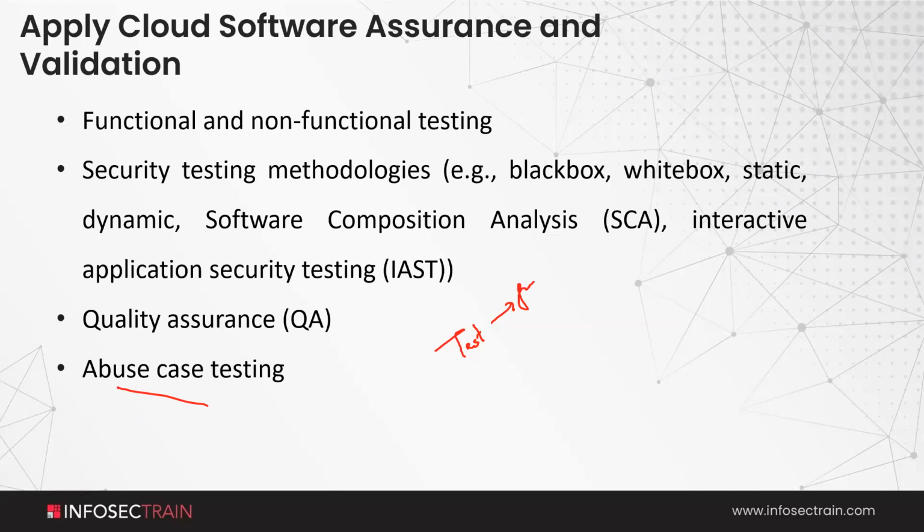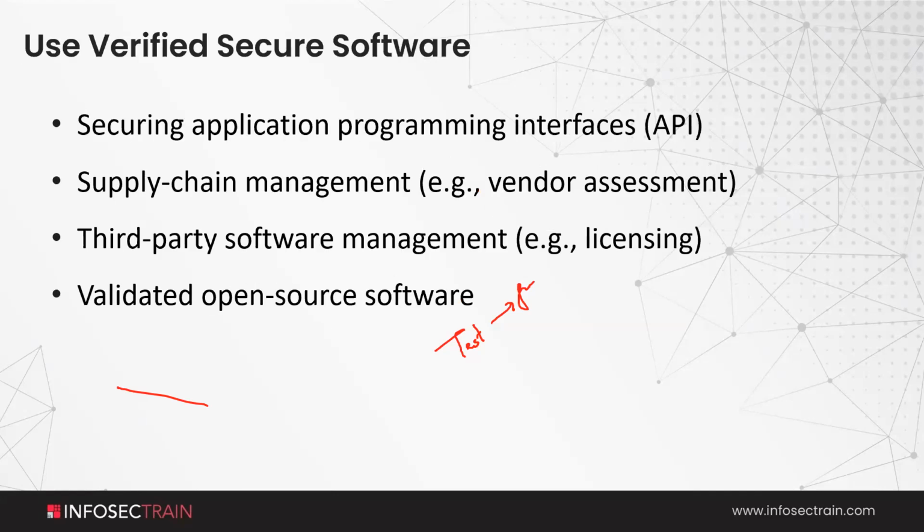In domain 4, the next module is what we call use verified secure software. Again, team, this is one major thing which we have to keep in mind from the examination perspective. Why? Because the entire cloud is relying on APIs. APIs are one of the most important things you have to understand. Application programming interface, or APIs.